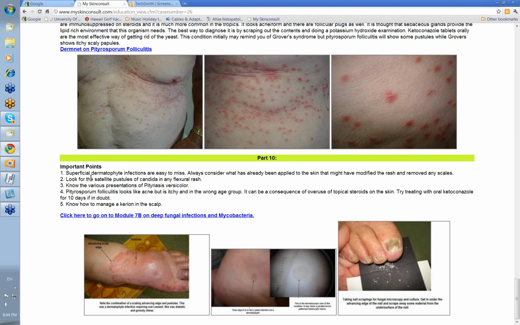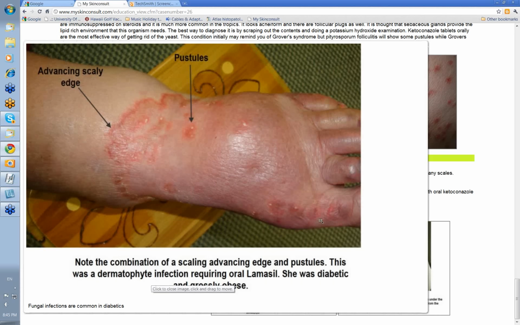And we end up with these three. I did have these important points here, and I think it's important to note them: that the superficial dermatophyte infections are easy to miss, and know the various presentations of pityriasis versicolor and how to manage erythrasma in the scalp. And I've just ended up with these three images here. This was an obese diabetic. This was the spreading edge here, coming up from her feet. Her nails were involved as well. She's got pustules as well, and sometimes you will get a reasonable pustular eruption in a dermatophyte infection.